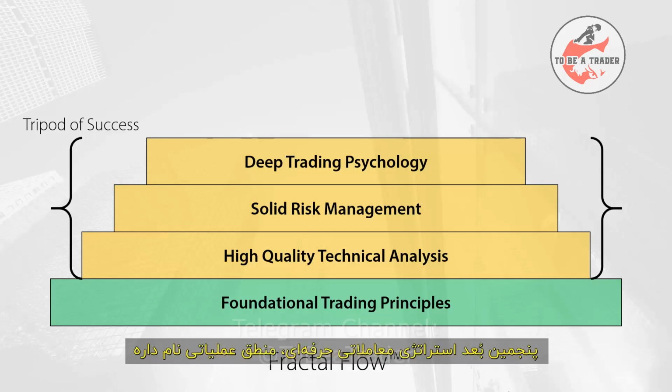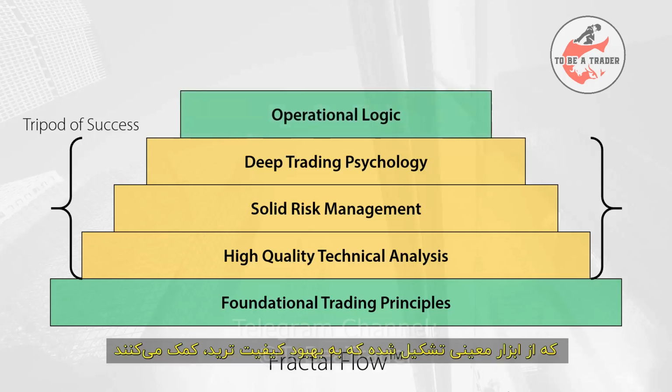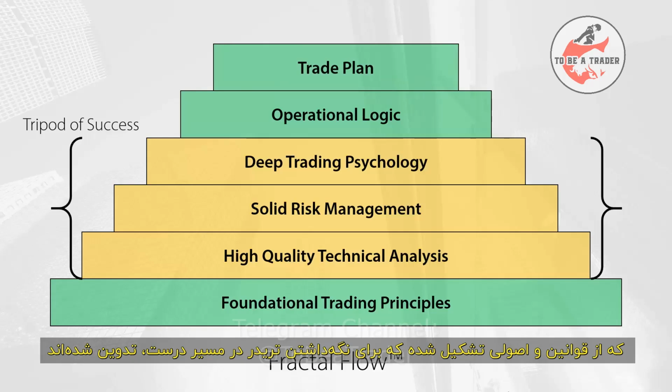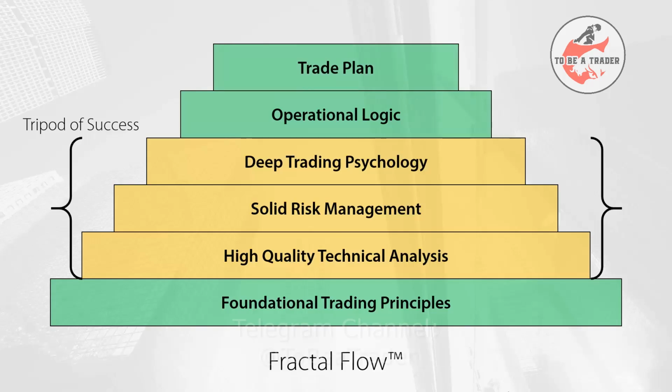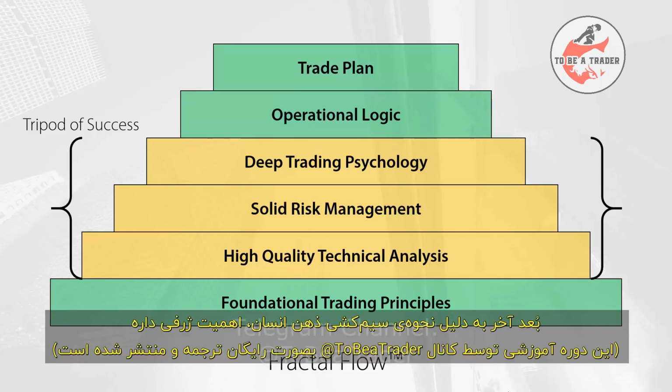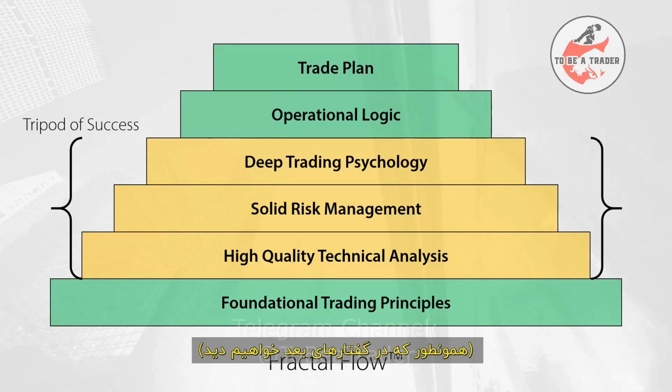The 5th dimension of a professional trading strategy is called operational logic, which is composed of certain tools that help improve the trade quality and manage particular trading situations with greater ease. The 6th and final dimension of a professional trading strategy is the trade plan, which is a compilation of rules and axioms designed to keep the trader on the right track. This last dimension has a profound importance due to the way the human brain is wired, as we are going to see in future lectures.